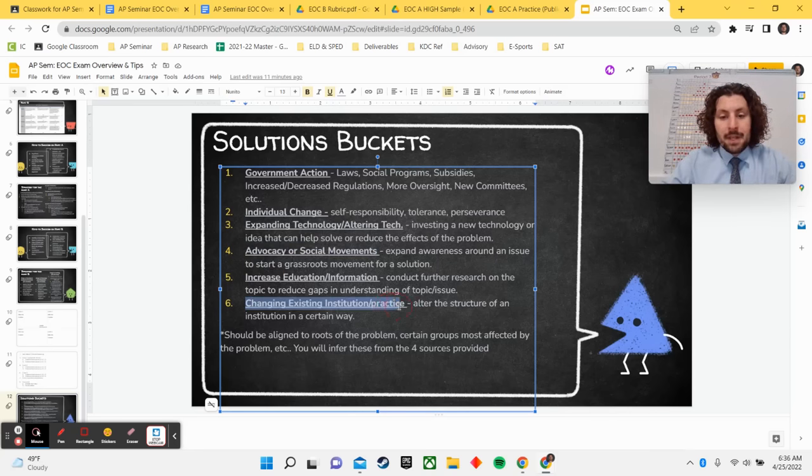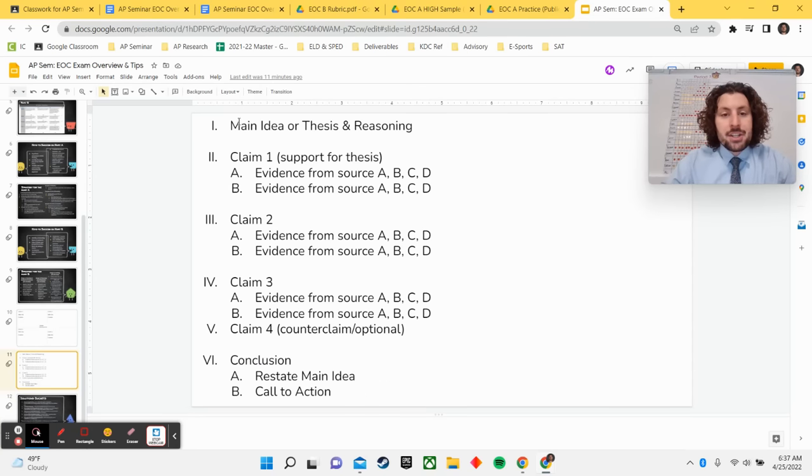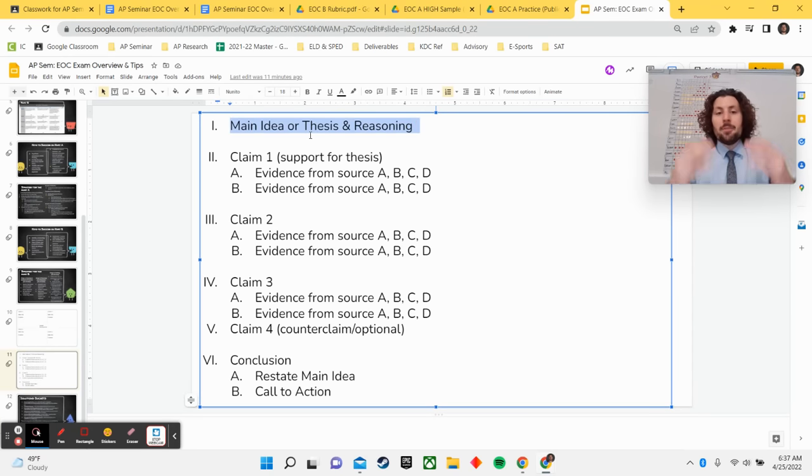And lastly, we know that we can argue unique solutions by changing existing institutions if that is part of the problem. So almost on your scratch sheet of paper, what you want to form is something like this. Your main idea or thesis. What is your argument based on the four sources? It should be a unique argument that is not present in the sources. Then kind of scratching out your 2 to 4 main reasons why, your claims, and then finding out which pieces of evidence from what source might help you to support each claim.